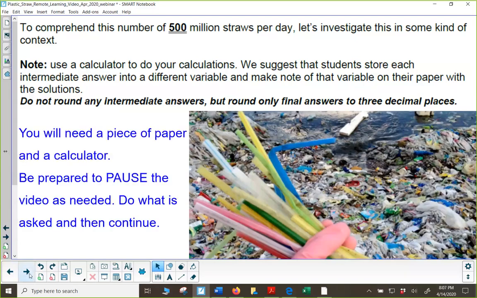So you need a piece of paper and you need a calculator. So if you don't have one of those, go grab one real quick. Be prepared to pause the video. Well, if you're doing this as a video, you pause the video. You do it as asked and I'll continue. I'll give you some time for that.